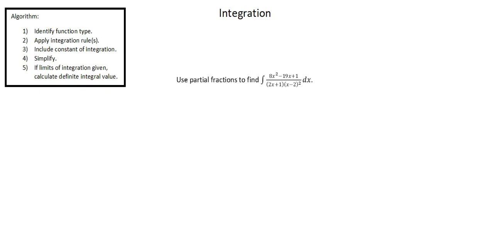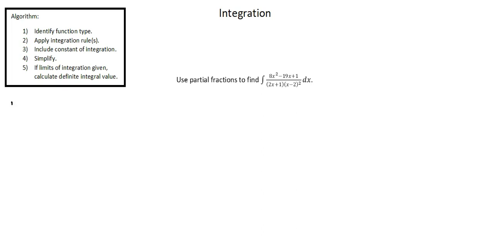Our topic is integration. In this lesson, we'll learn how to integrate using partial fractions. Our requirement reads: use partial fractions to find the integral of (8x squared minus 19x plus 1) over the quantity (2x plus 1) times the quantity (x minus 2) to the power of 2, with respect to x.